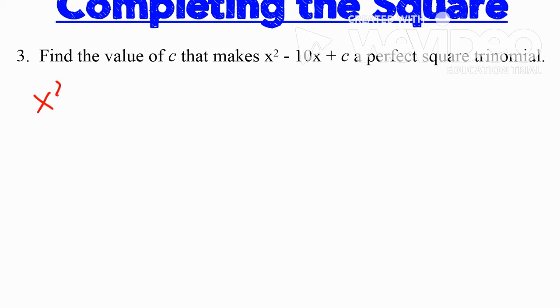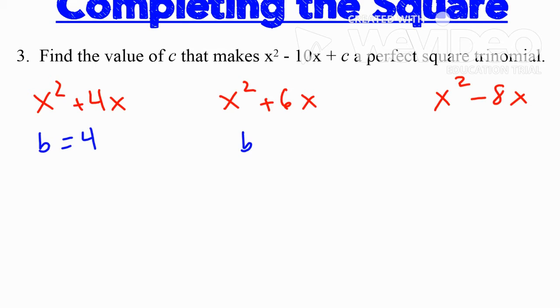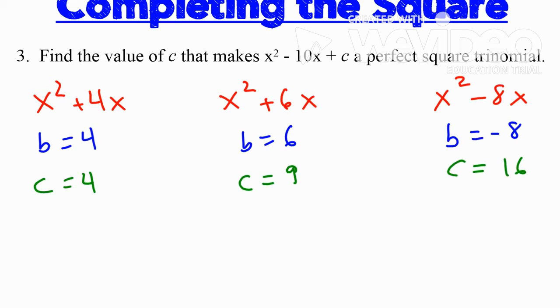So in my first equation, which was this, and my second equation, which was this, and my third equation, which was this, we had a starting b value of 4, a starting b value of 6, a starting b value of -8, and we had an ending c value of 4, an ending c value of 9, and an ending c value of 16. Now, it doesn't seem like it, especially over here. It doesn't seem like these numbers have a relationship to each other, but they do. And this is the relationship.